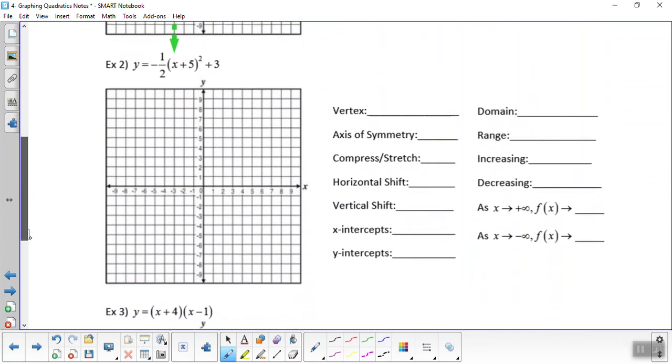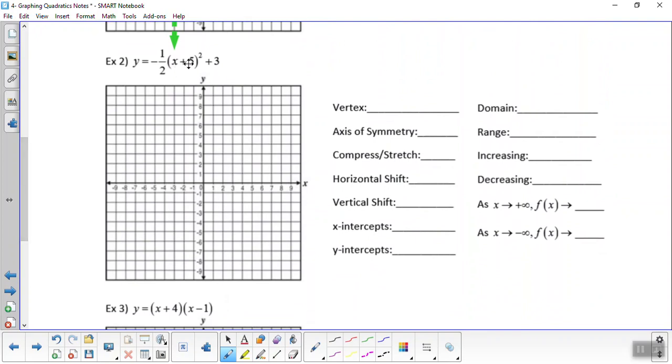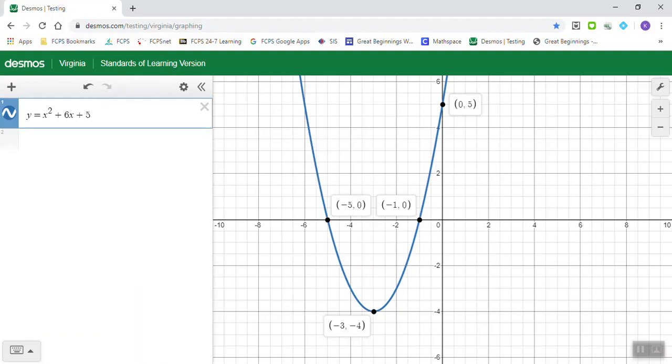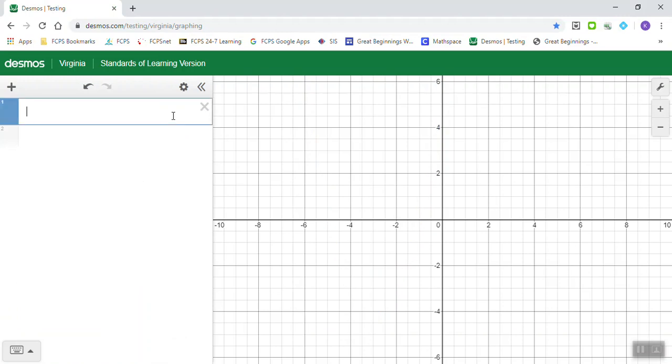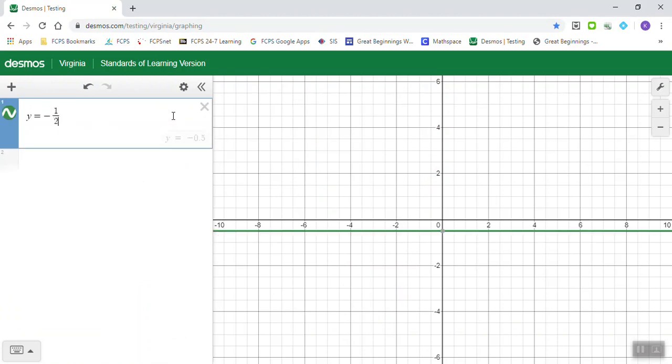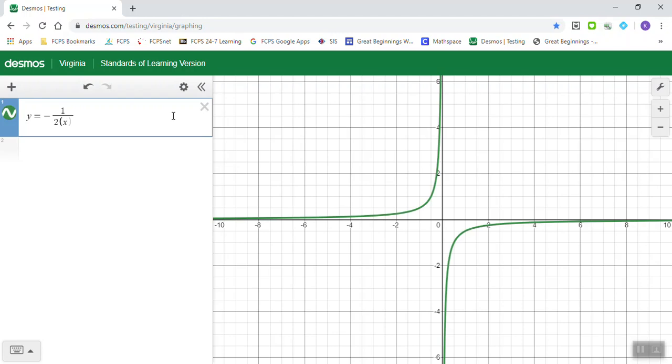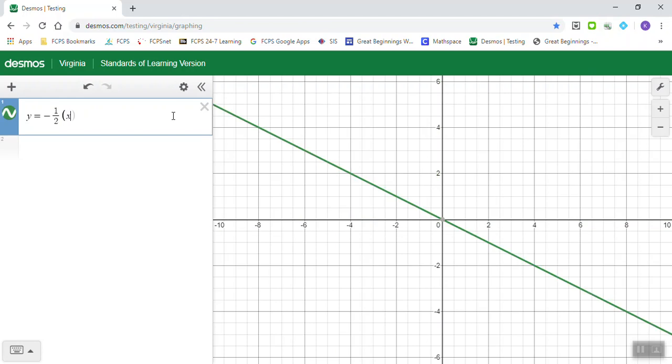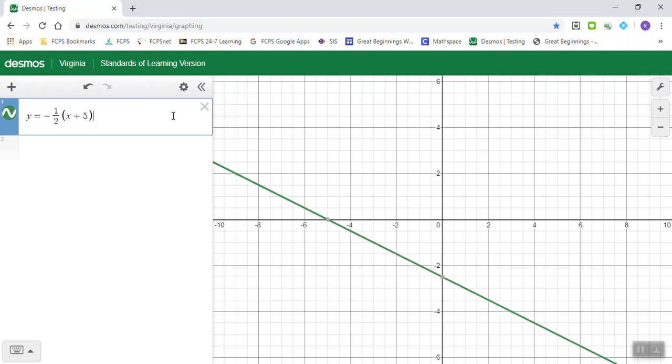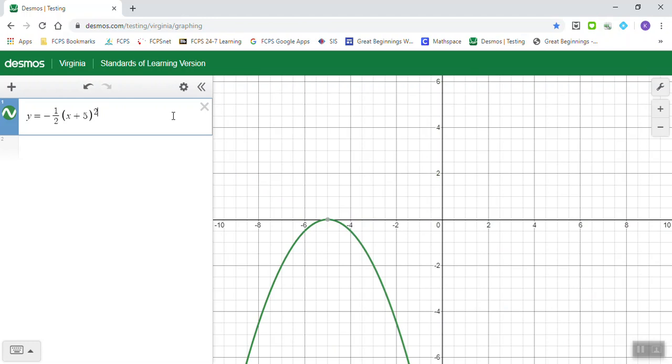Now we're going to move on to example 2. It's written a little bit differently, but we can still use it just the same in Desmos. So let's go to Desmos, and we're going to get rid of the first one. Say y equals -1/2 (x plus 5) squared plus 3.